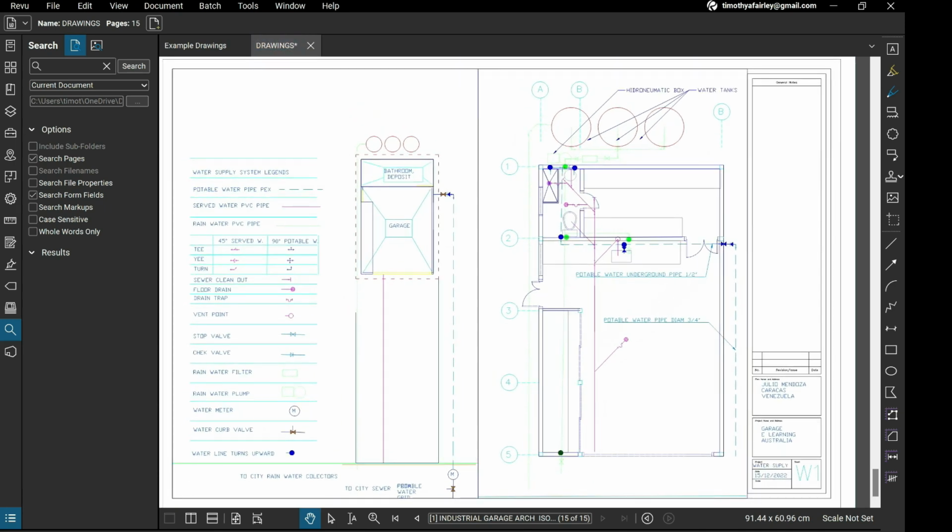So you can see in these drawings that you've just got a simple layout that shows the orientation and position of where everything is, the different types of water services, and how all the drainage is connected.